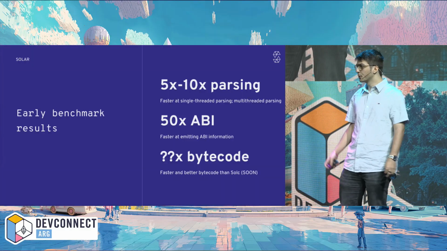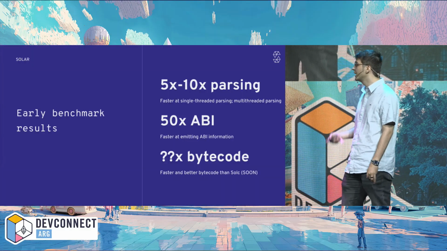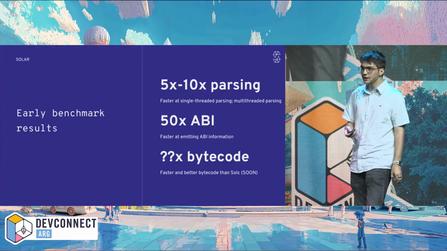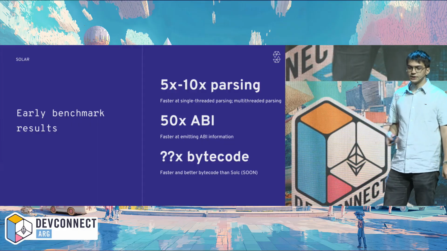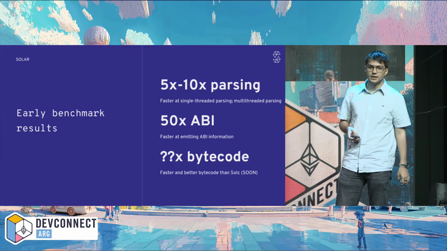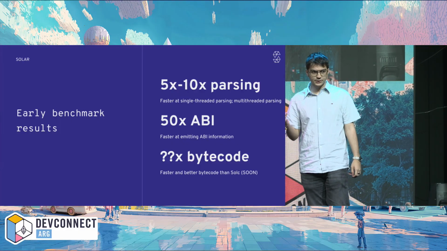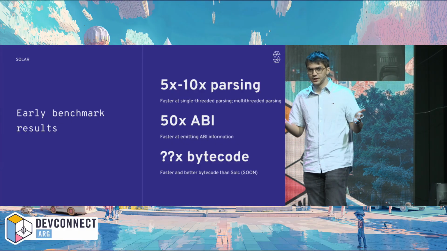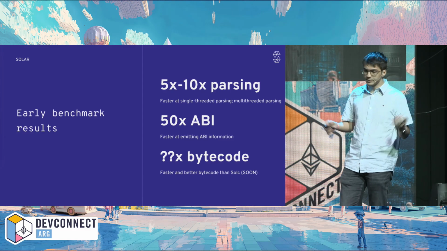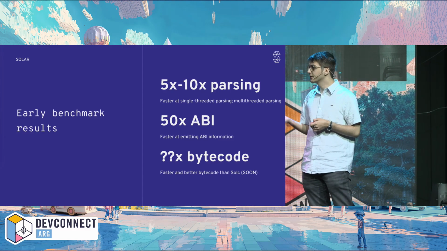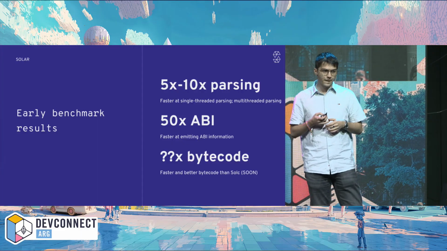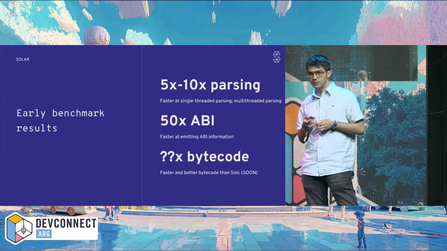Of course, focusing on performance, I have a few numbers here: 5 to 10x parsing. This is comparing against Sol-C using the CLI. This is single-threaded performance on parsing. We also do parsing in parallel, so given 100 files, all those 100 files will be able to be parsed in parallel. So numbers may vary there, but just the single-thread performance, we've been able to achieve 5 to 10x faster parsing.